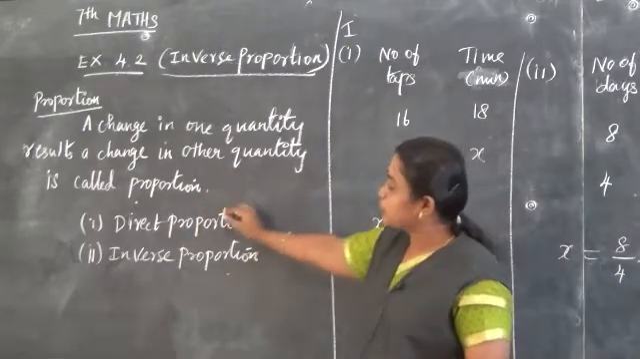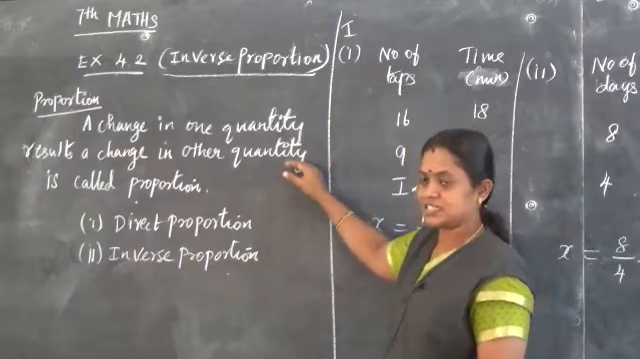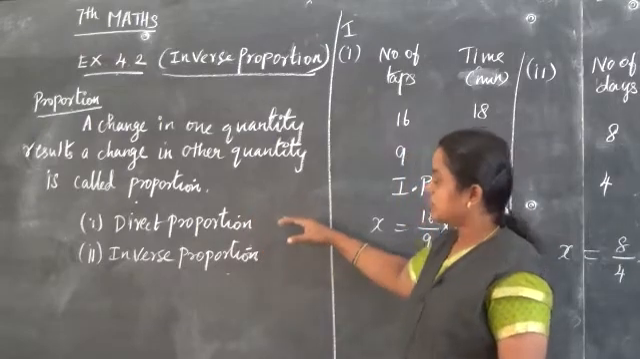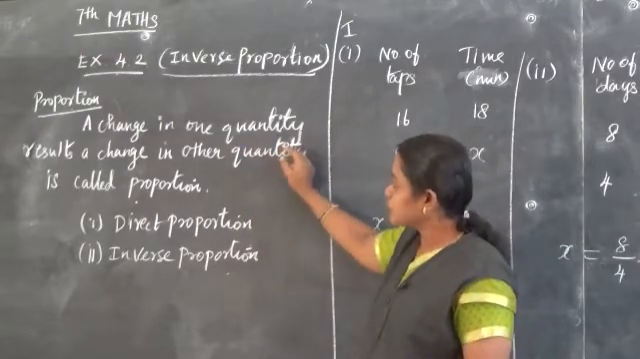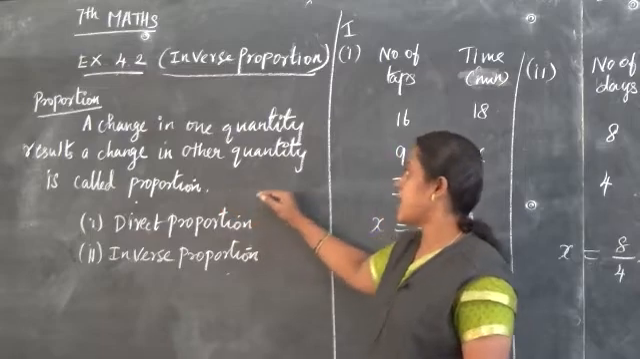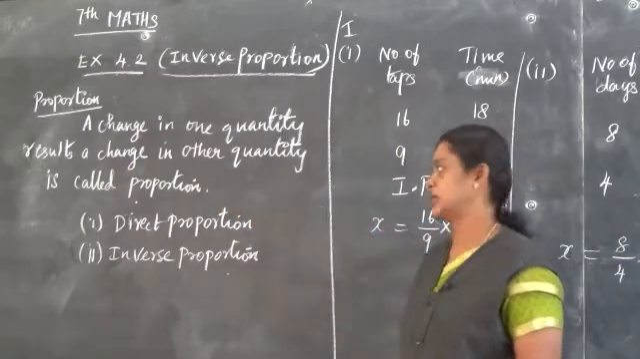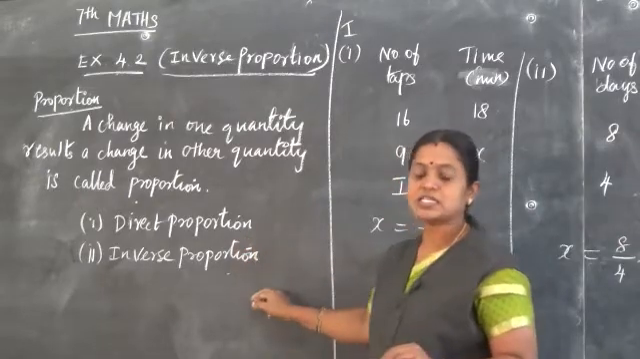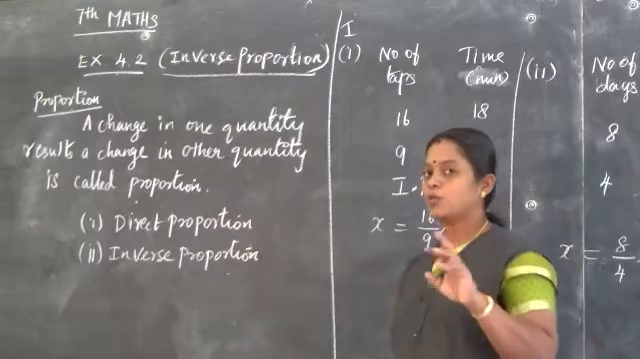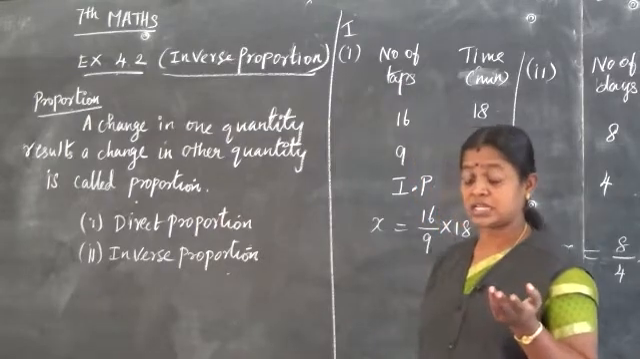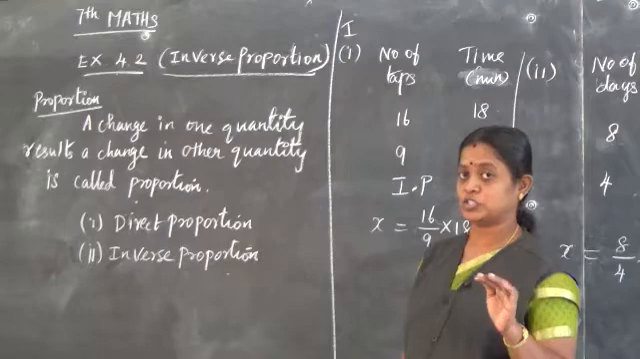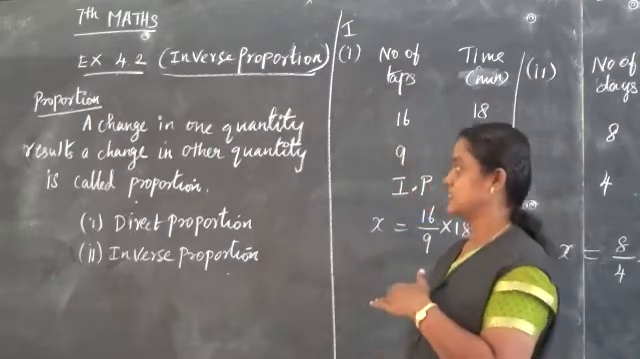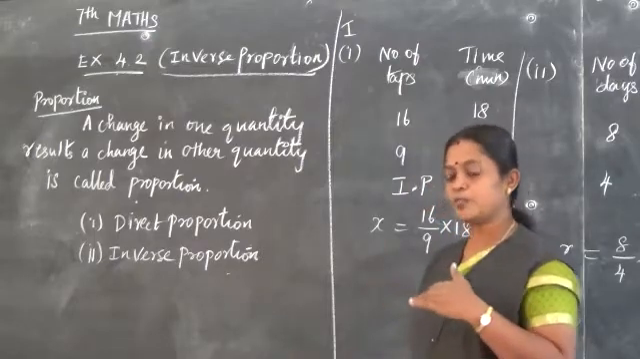You know what is meant by proportion? A change in one quantity results in a change in another quantity is called a proportion. We have two types of proportion. One is direct proportion, another one is inverse proportion. I told one more definition also. An equality of two ratios is called a proportion. That is also a proportion.